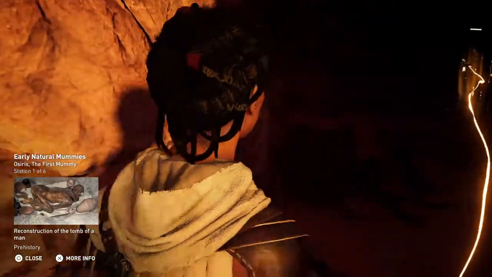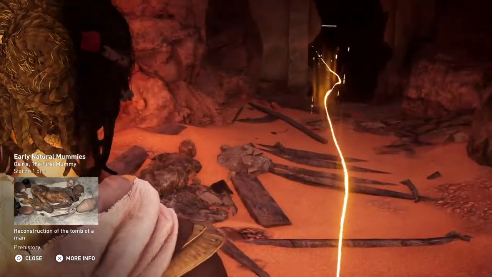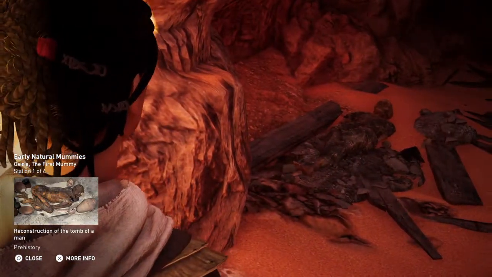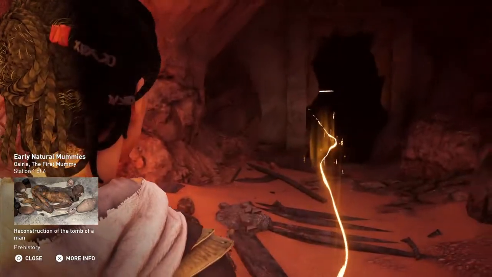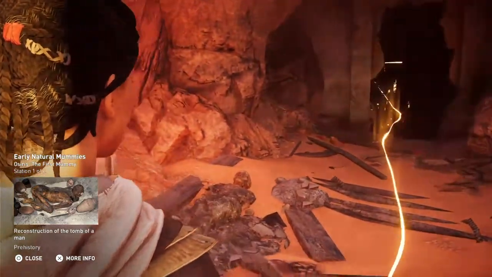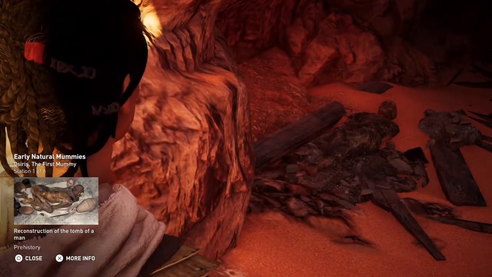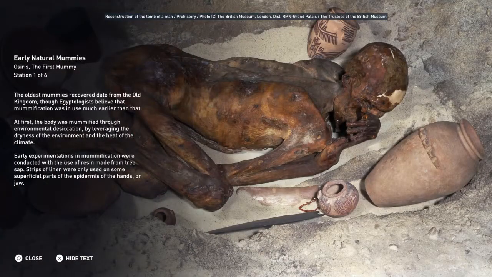The oldest mummies recovered date from the Old Kingdom, though Egyptologists believe that mummification was in use much earlier than that. At first, the body was mummified through environmental desiccation, by leveraging the dryness of the environment and the heat of the climate. Early experimentations in mummification were conducted with the use of resin made from tree sap. Strips of linen were only used on some superficial parts of the epidermis of the hands or jaw.